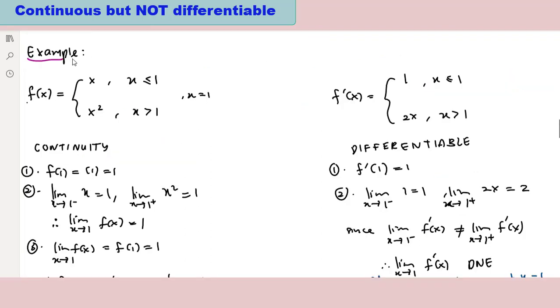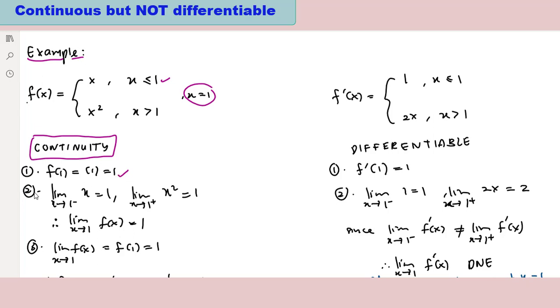For this example, the function f(x) is x when x is less than or equal to 1, and x squared when x is more than 1. Discuss the continuity at x equals 1. For continuity, we need to satisfy the three steps. First is f of 1, substitute 1, which is equal to 1.